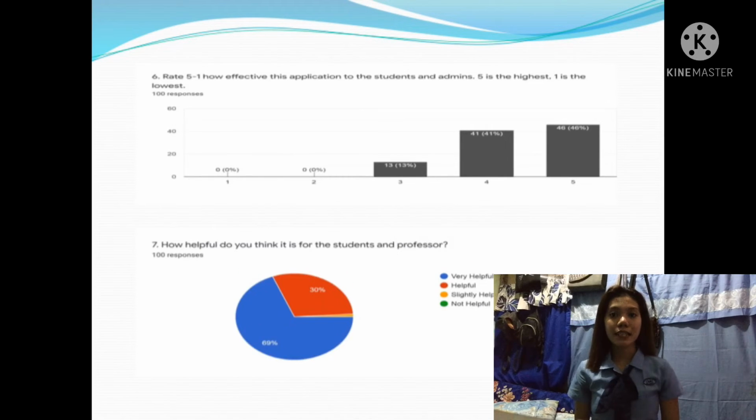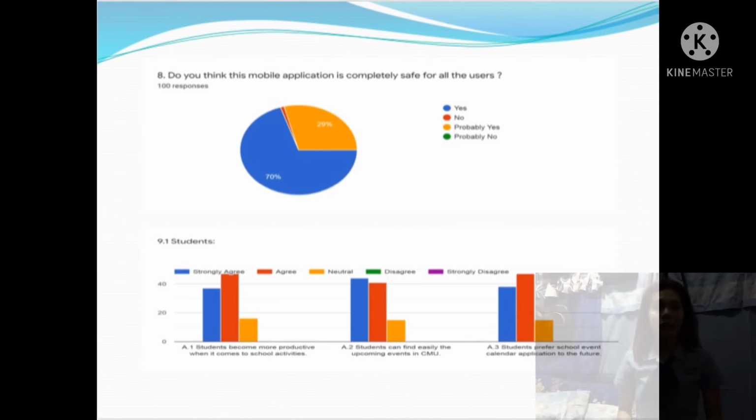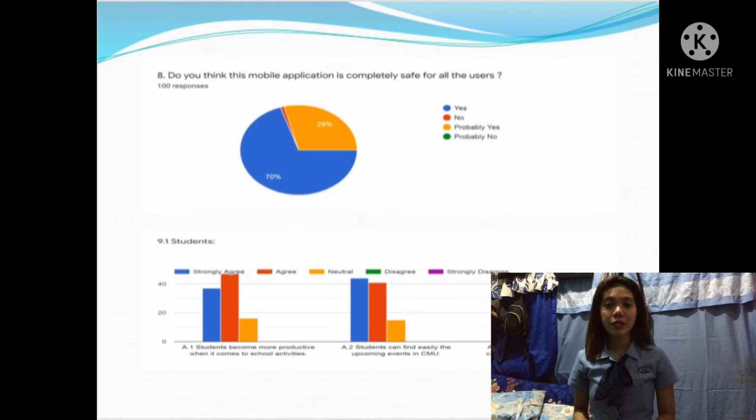In table number 6, 48% of respondents rated 5 in our survey questionnaire, which means the Android-based school event calendar is very effective. And table number 7 reveals 69% of respondents answered that our application is very helpful. In table number 8, 70% of respondents answered yes, which means the Android-based school event calendar is completely safe for all of the users.